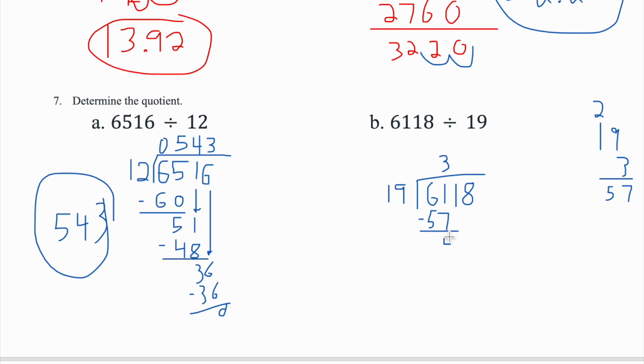I get 4. Drop the 1. It's going to be 2 times because 2 times 20 is 40. Okay, 2 times 19 is 38. I can do doubles. Subtract and I get 3. Drop the 8. I just did 38. That's 2. 2 times 19 is 38. And I am done with this one. My quotient is 322.